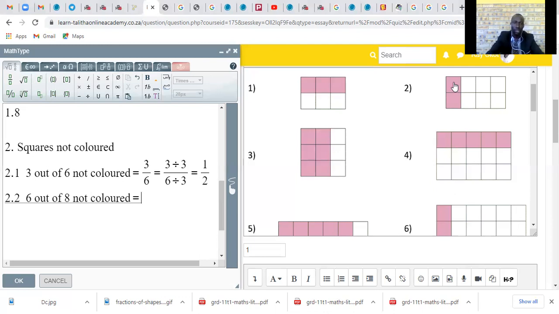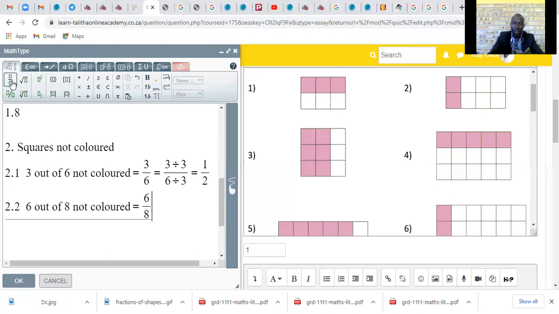So in fractional notation, we would be writing 6 out of 8. That is the fraction of squares that are not colored. You could go ahead and reduce it. You look for a number which can divide 6 and also a number which can divide 8. Now notice that 2 can divide 6.